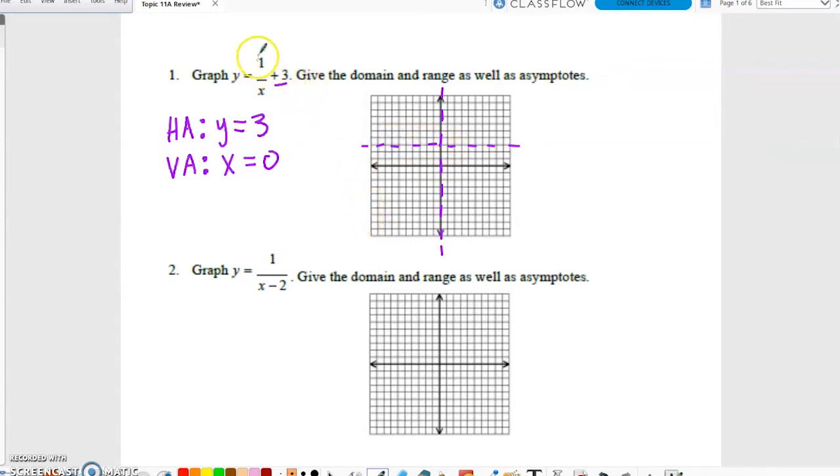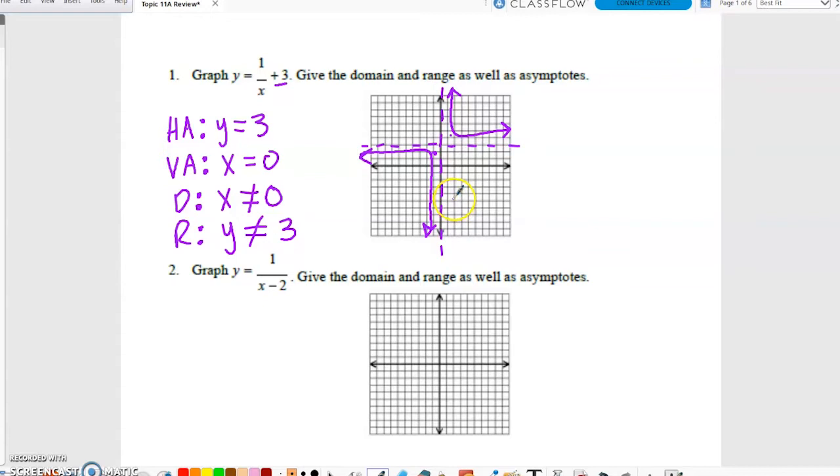Okay? And then I do not have a stretch or compression, so let's start about right there and draw like so. Again, we don't expect perfection on these graphs, but just kind of get the general idea. So that's my graph. Now looking at domain and range. Remember, domain and range, they cannot be equal to our asymptotes. So for my domain, x can be all real numbers except for 0. It cannot equal 0 because that's where my asymptote is. And then for range, same idea. Y can be all real numbers except it cannot equal 3.